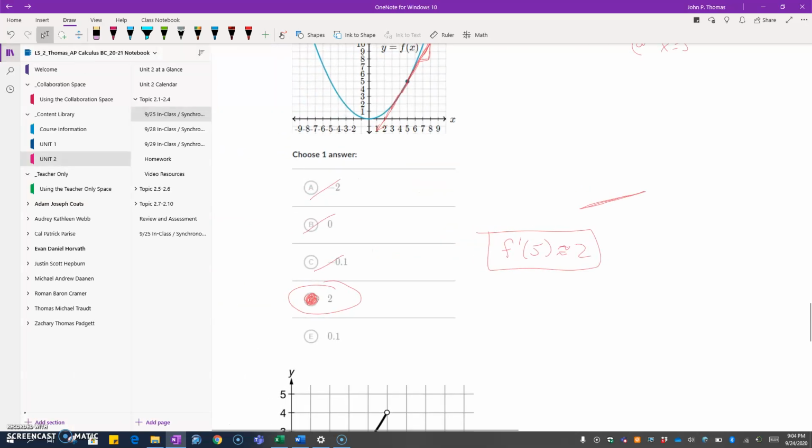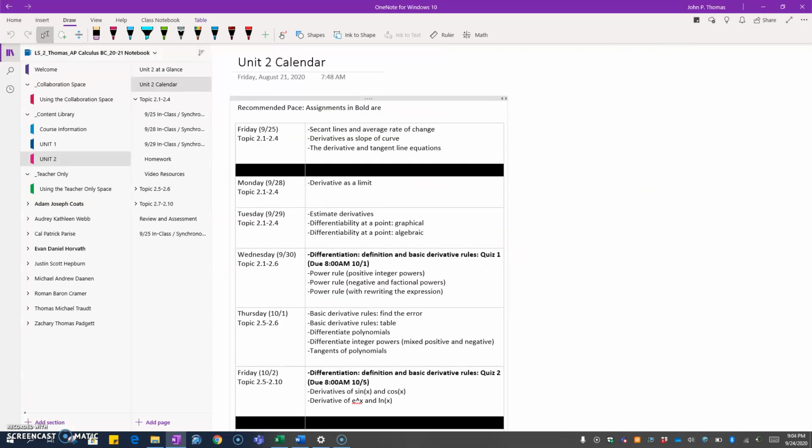Just as a reminder, if we jump over into our Unit 2 calendar, I've got that laid out for you. Today is Friday, so you've got 3 assignments on Khan Academy.